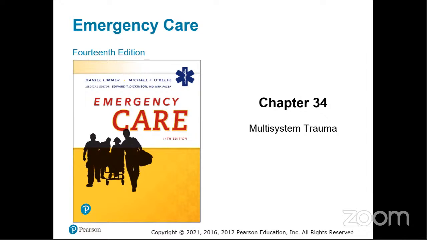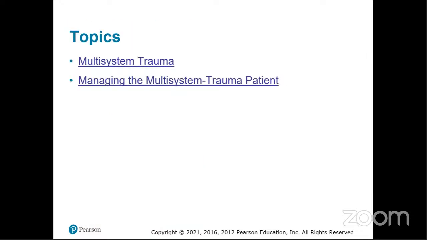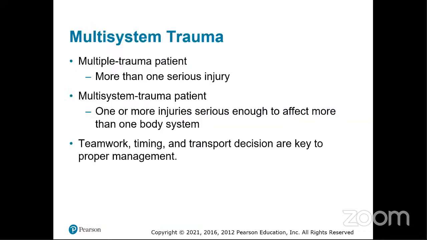All right, guys, this will be a short one, like 20 slides, actually 25. So we're going to talk multi-system traumas. A multi-system trauma is more than one serious injury. For a multi-trauma patient, a multi-system is one or more injuries serious enough to affect one or more body systems. So if we have musculoskeletal damage to the leg, and all of a sudden we also have a hit to the chest, and now we have a pneumothorax and a broken femur, we have multiple systems and different ways that this patient can die.